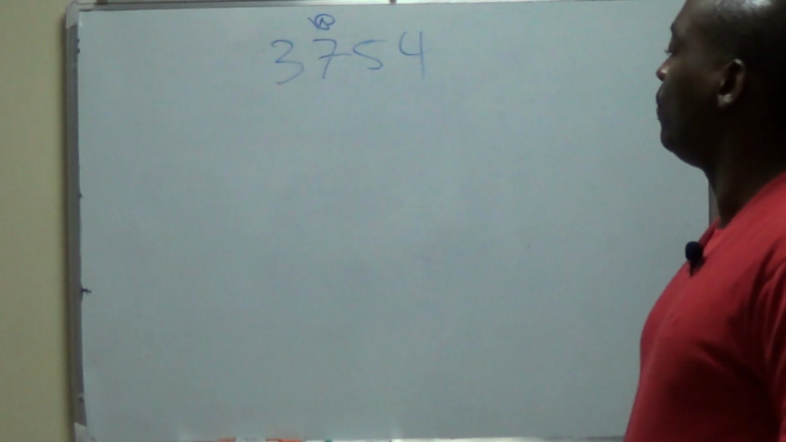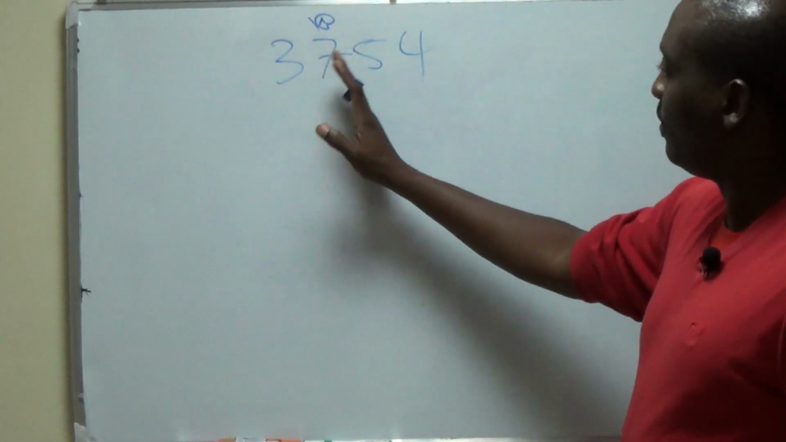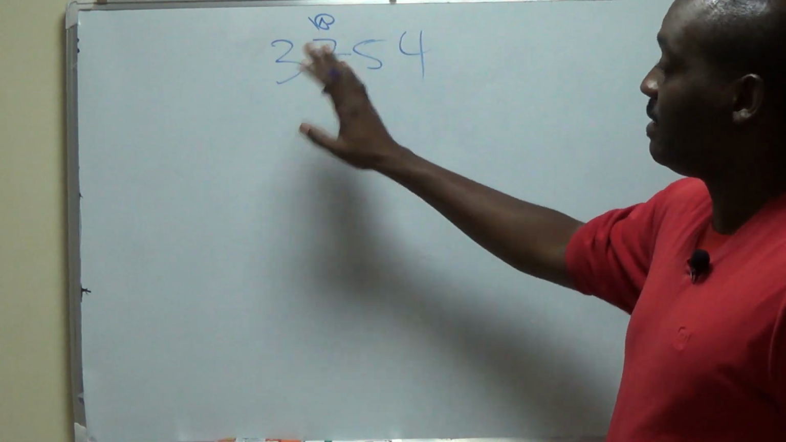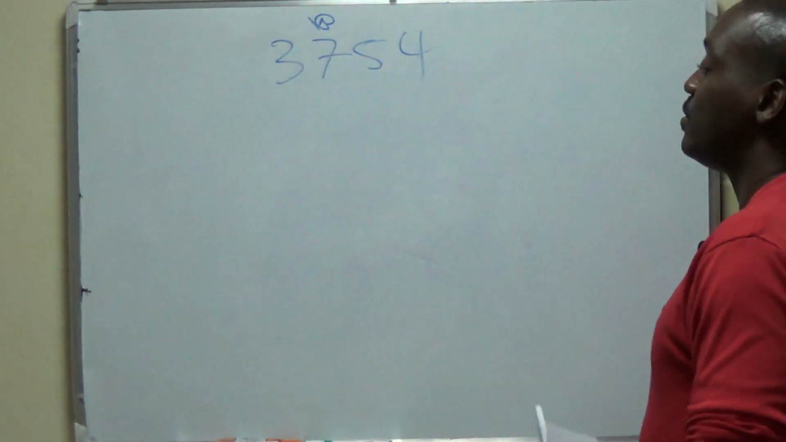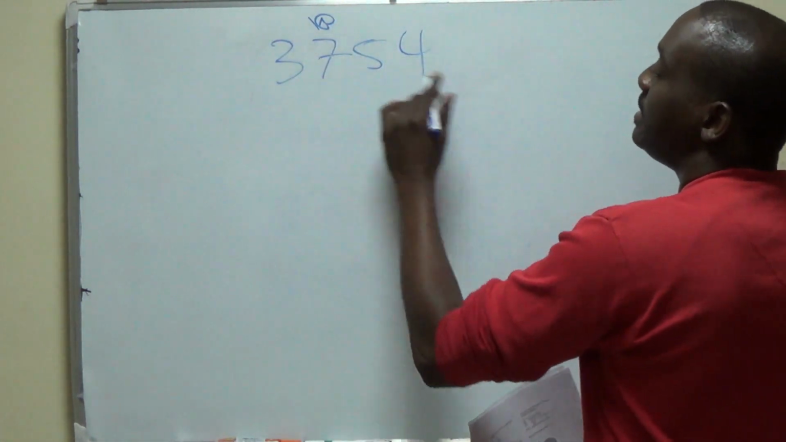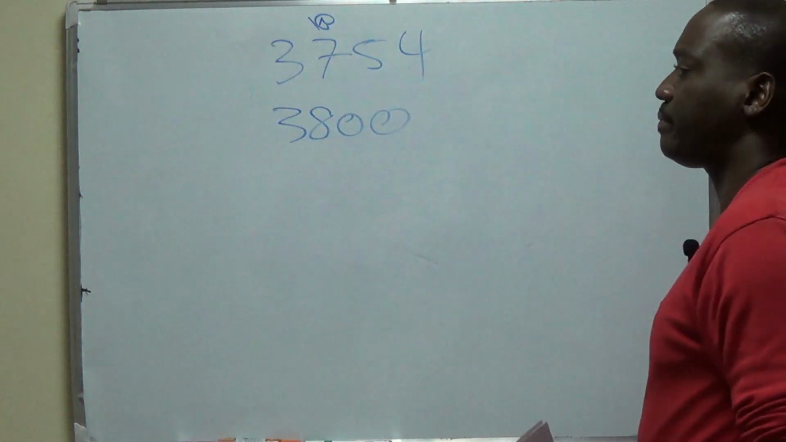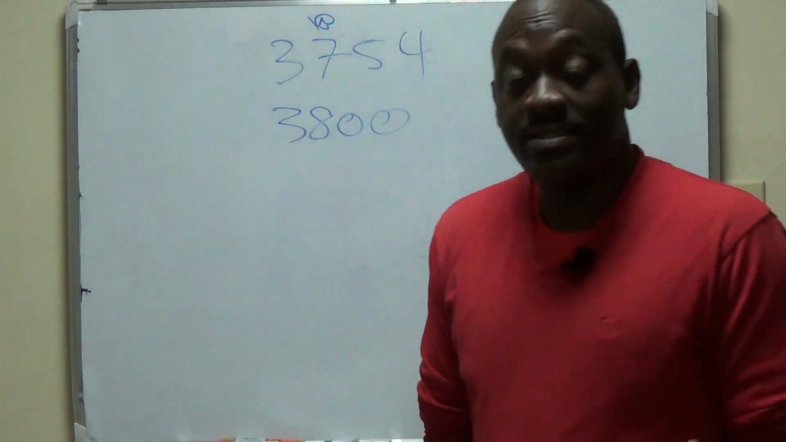Alright, so the 7 followed immediately to the right by a 5 means that we're going to take the 7 and change it to an 8. So that to the nearest 100, 3754 would actually be 3800.